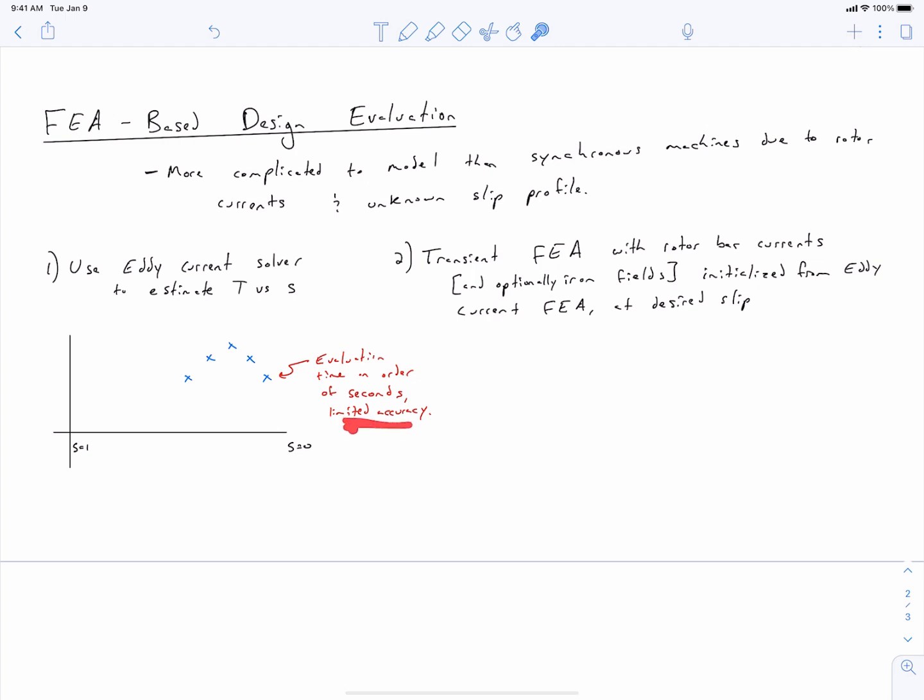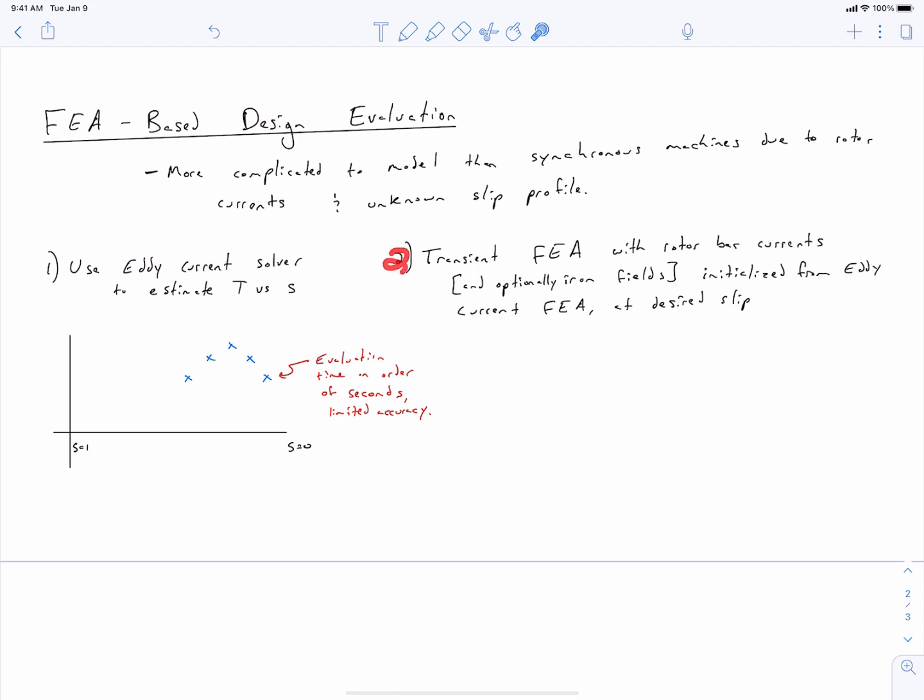But it has limited accuracy because the fundamental premise of your eddy current solver was that you had to have linearized material properties. It's not able to deal with saturation in the steel. And so for this reason, you can't trust that this torque characteristic is actually what you're going to get out of your machine, but you can use it as a means of guessing where you should have your rated torque be at, right? So this gets you close.